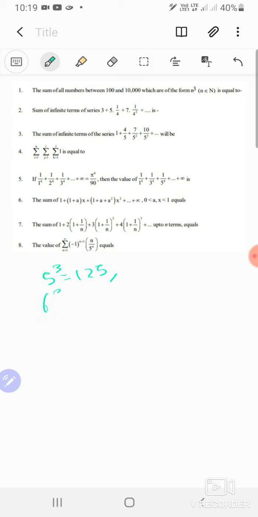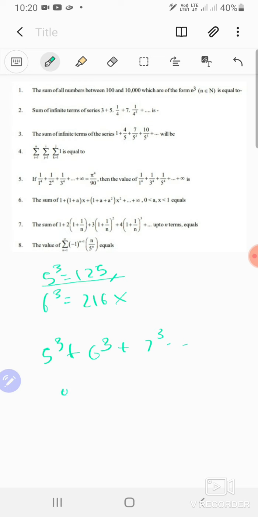Okay, 6 cubed is 36 into 6, which is 216, so that doesn't work. 5 cubed is the smallest one, I think. 4 cubed is 64, that doesn't work as well, so you got 5 cubed plus 6 cubed plus 7 cubed, keeps going like that till, okay, you want to have 10,000.